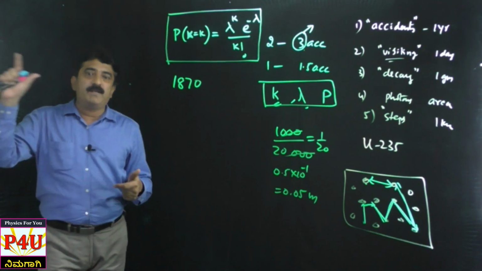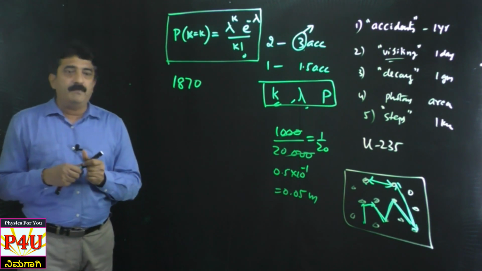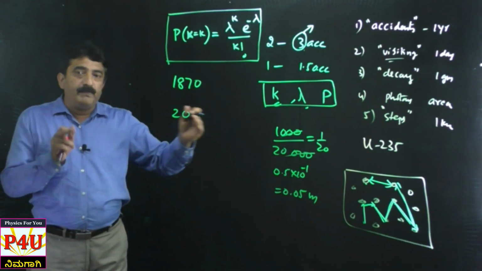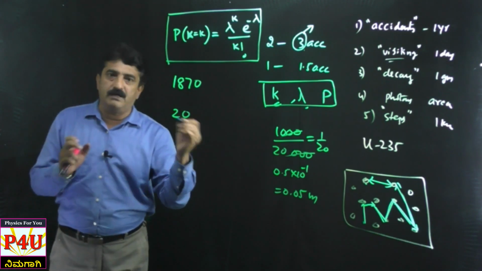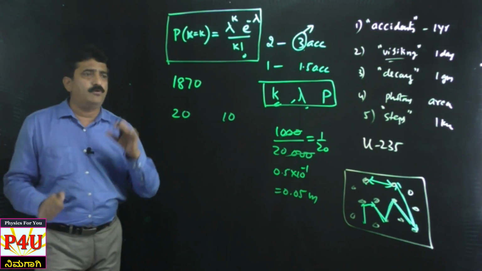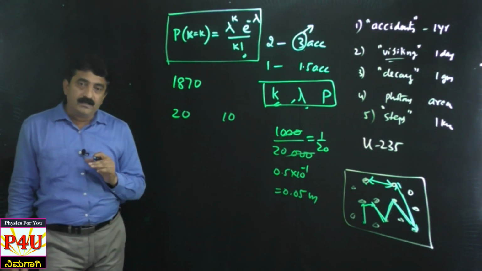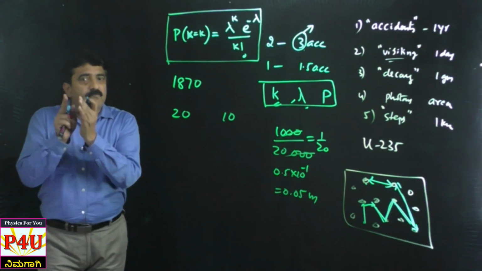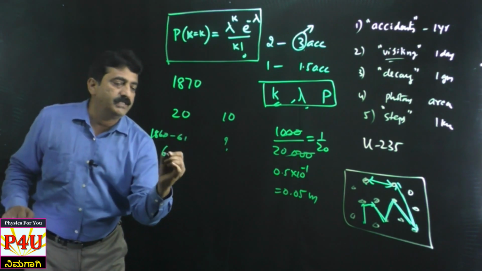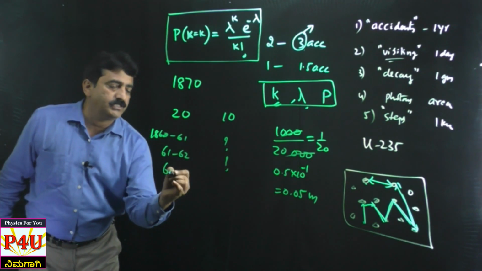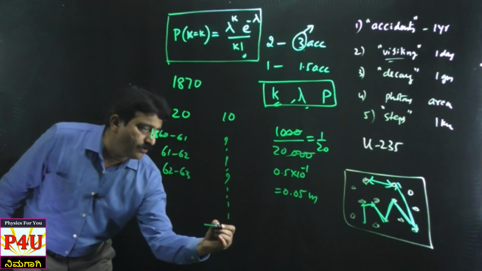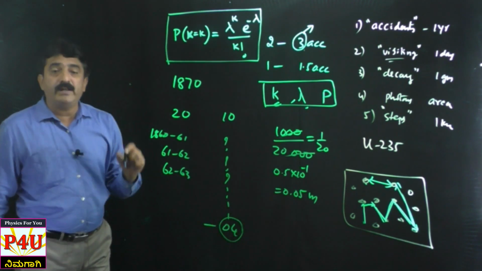So he studied the previous 10 years of data and he came to know that there were 20 deaths over a certain period of time. Okay, 20 deaths, right? And then he verified every year: 1860 to 61 how many deaths, 61 to 62 how many deaths, 62 to 63 how many deaths. Like that he counted. In a particular year he could see 4 deaths due to horse kick.